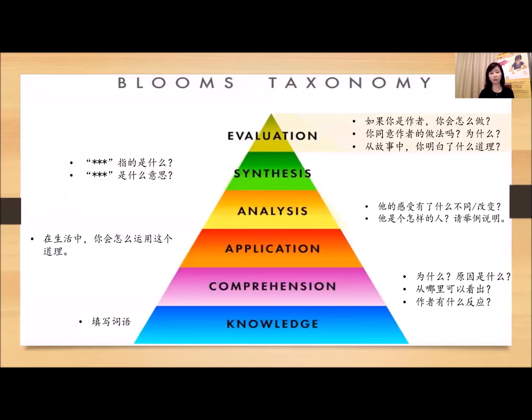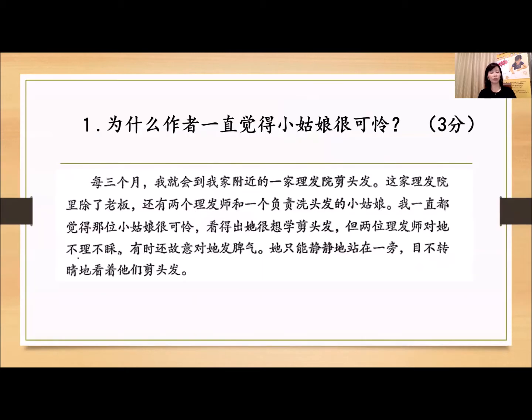Now we go to the next thinking skill, which is comprehension. 为什么？原因是什么？ I'm going to give a few examples using one of the past exam papers, comprehension. So question 1 is 为什么作者一直觉得小姑娘很可怜. To help you understand this question and the answers better, I'll read through this paragraph, so please be patient with me.